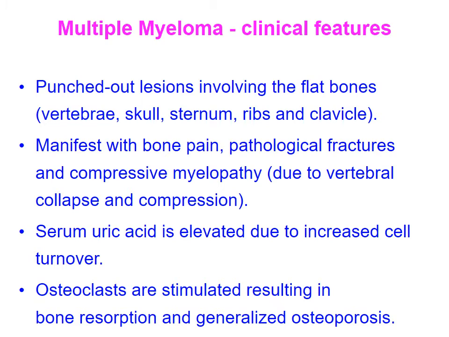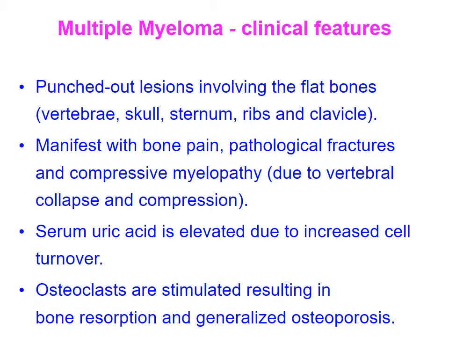The clinical features of multiple myeloma are due to three things. First is plasma cell growth replacing the bone marrow. Second, due to excess immunoglobulins. Third, due to suppression of normal humoral immunity. So you all know that the bone marrow is completely replaced by plasma cells. So it results in bone resorption and hypercalcemia, which causes punched out lesions involving the flat bones, particularly vertebra, skull, sternum, ribs and clavicles. This manifests with bone pain, pathological fractures and compressive myelopathy.